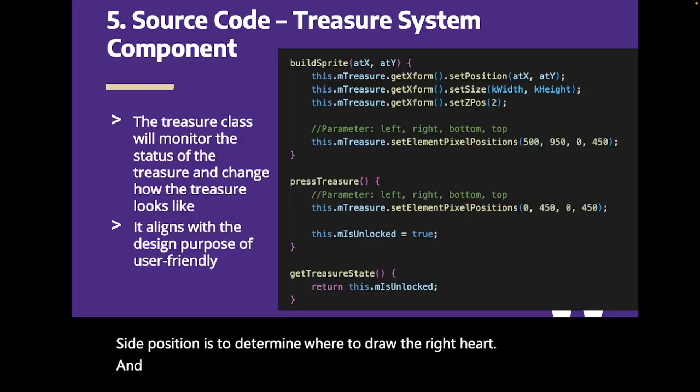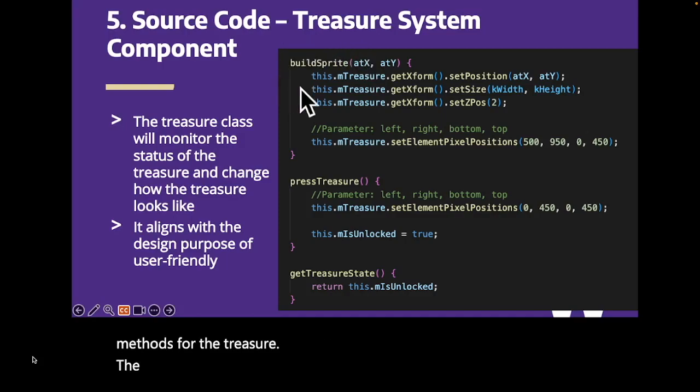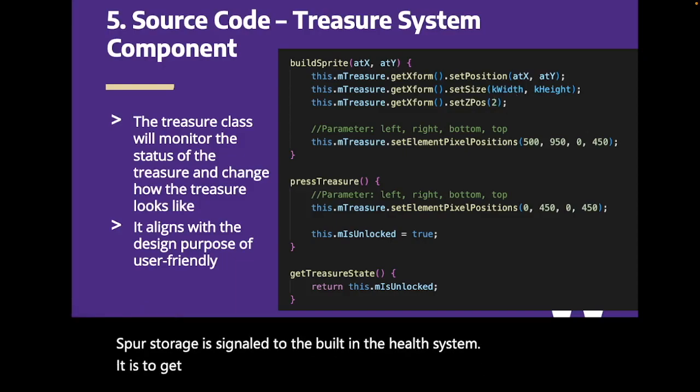And the second one is the treasure system, which shows 3 main methods for the treasure. The method build spread is similar to the build spread in the health system. It is to get the location for the texture.